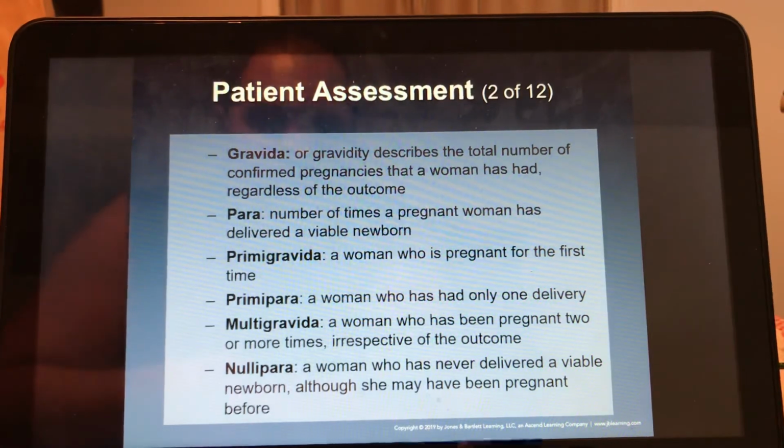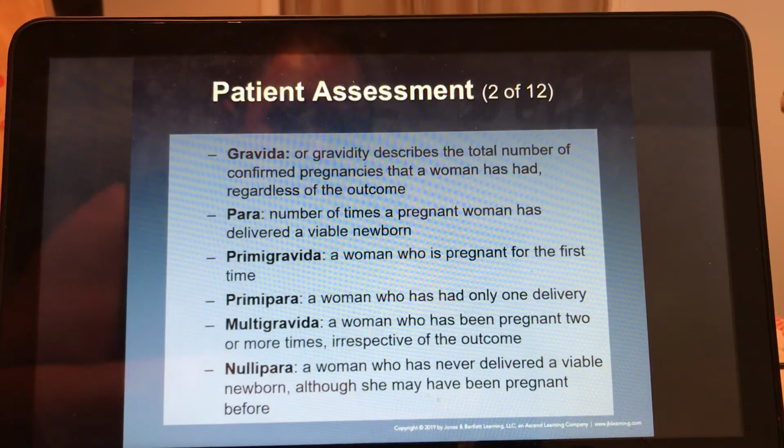I can't really say all these, but I'm sorry if I botched them. But she's pregnant for the first time. But you can have gravida 2, para 1, meaning this is her second time she's been pregnant. And she obviously hasn't had the baby yet, but she's had one successful birth. So she's 1 for 1 and now working on her second one.